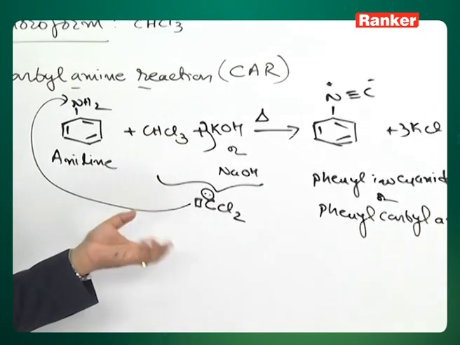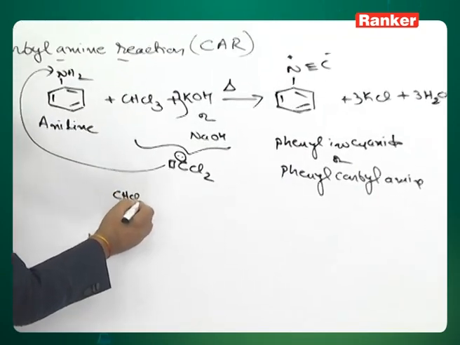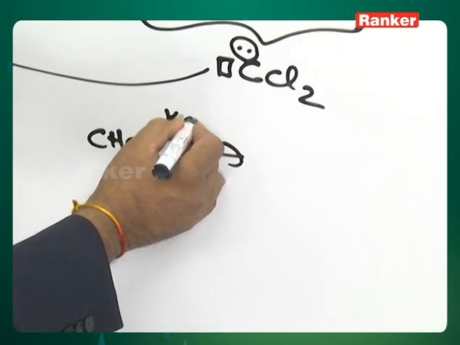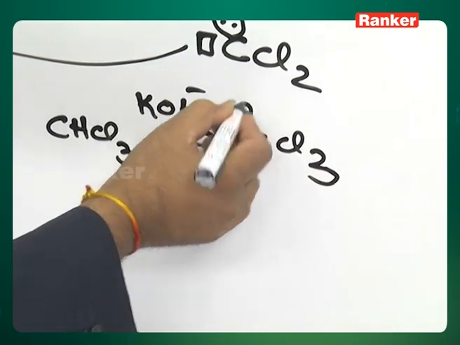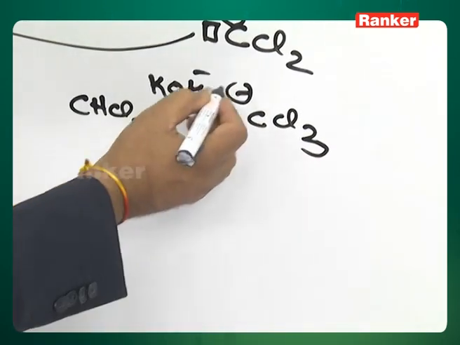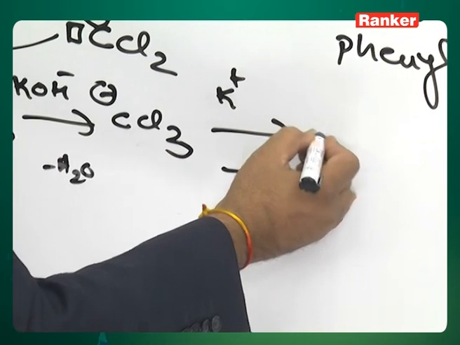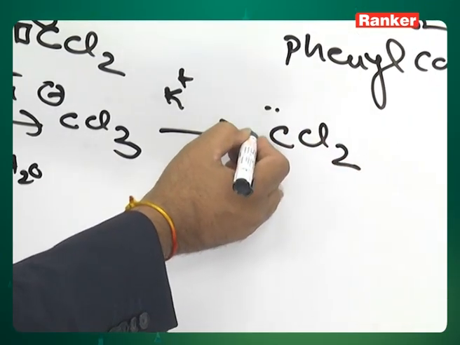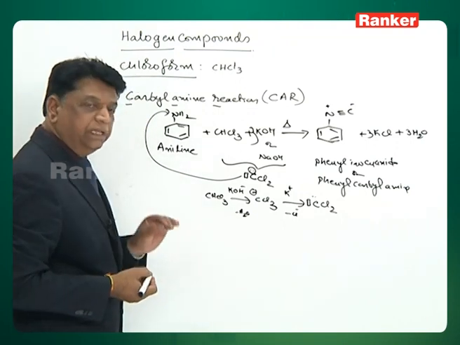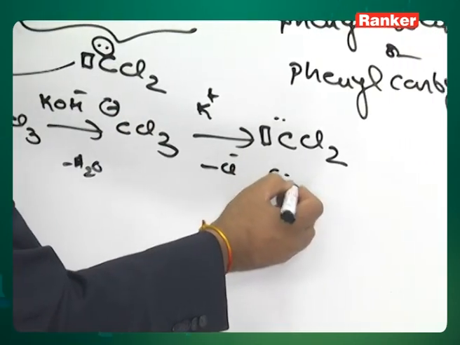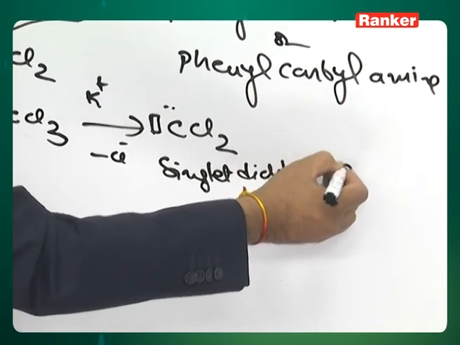The first step is common, that is how you get CCl2. First CHCl3 with KOH, the OH minus and H plus go, and you will get CCl3 minus, minus of water. Then from here the K plus will take away one Cl minus, forming KCl, and the CCl2 with a lone pair and a vacant orbital is known as dichlorocarbene, singlet dichloromethylene carbene, you can say, totally singlet dichloromethylene carbene.